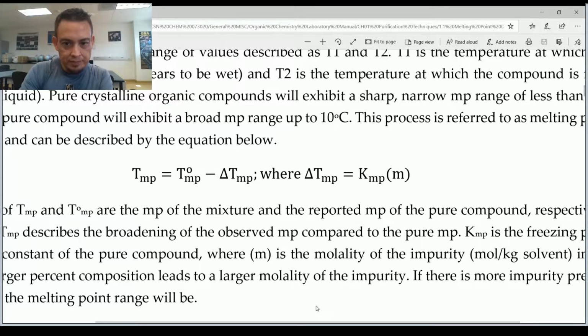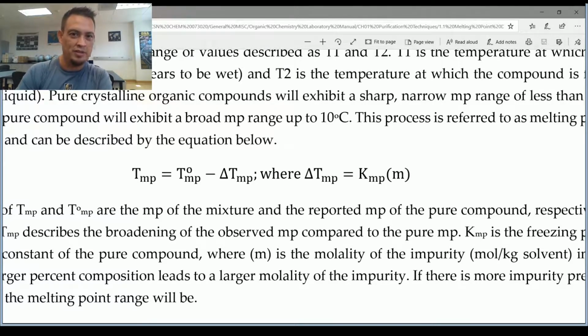All right, so what we're seeing here is that the melting point that we observe, T_MP, is equal to T_MP naught, or T_MP to the 0th. That's basically the pure compound melting point, or you could think of it as essentially a theoretical melting point, because the temperatures we see in the labs are always a little bit off, but those are your theoretical values. And then we have that minus delta T. What the delta T is, it's basically a change in the melting point due to the impurity.